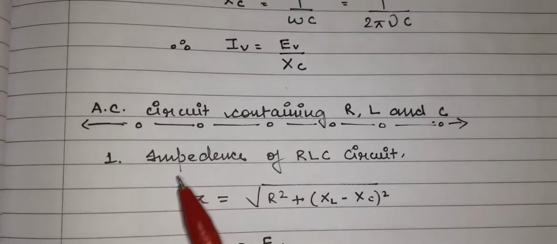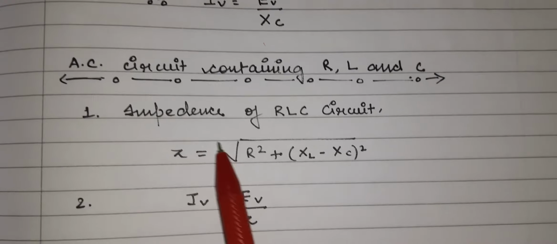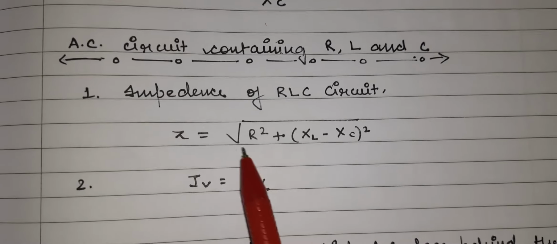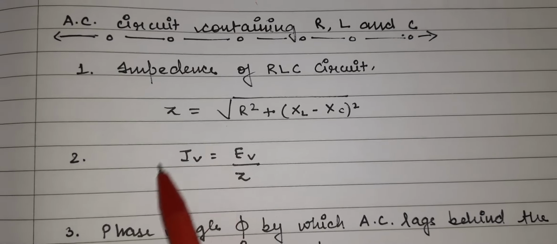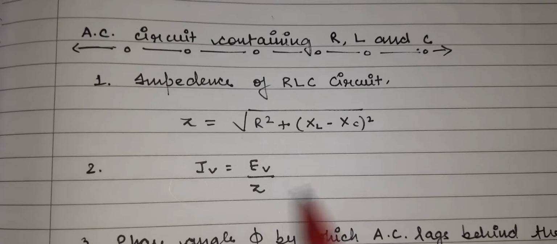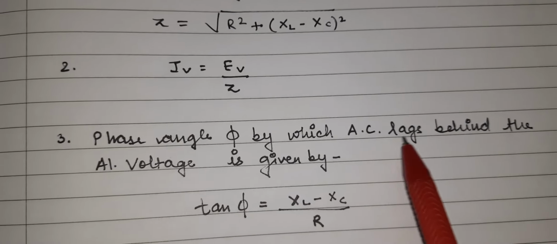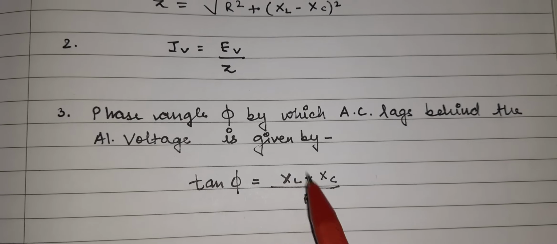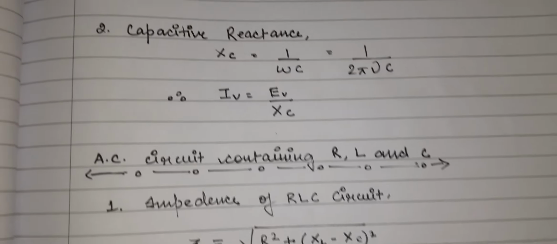Similarly, in a circuit containing an RLC circuit altogether, impedance comes into play, where the impedance Z is equal to the square root of R square plus (XL minus XC) whole square. In that case, the IRMS value is equal to ERMS upon Z, the impedance of the RLC circuit. And the phase angle phi by which the alternating current lags behind the alternating voltage is given by tan theta equals XL minus XC upon R. These are the formulas that will come into play during the numerical practice.